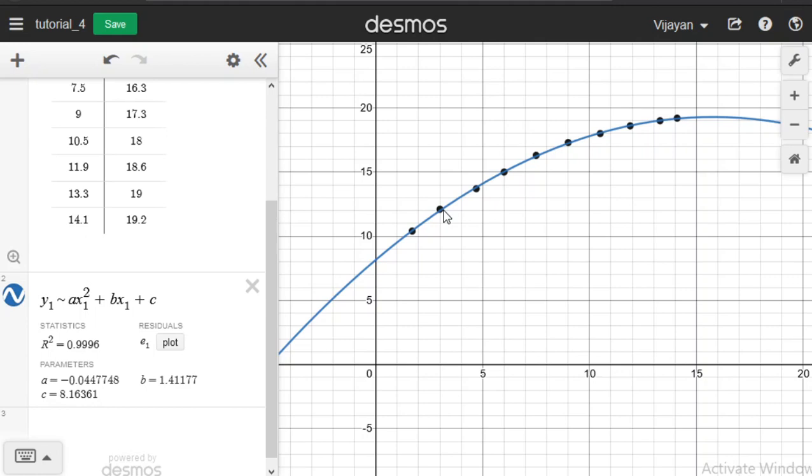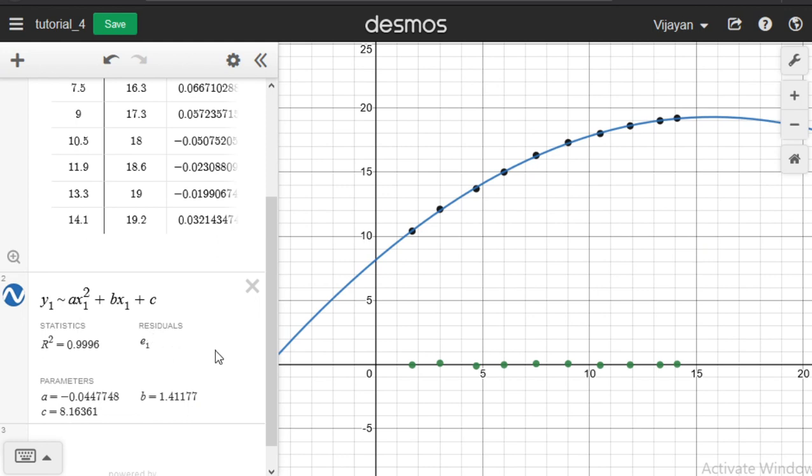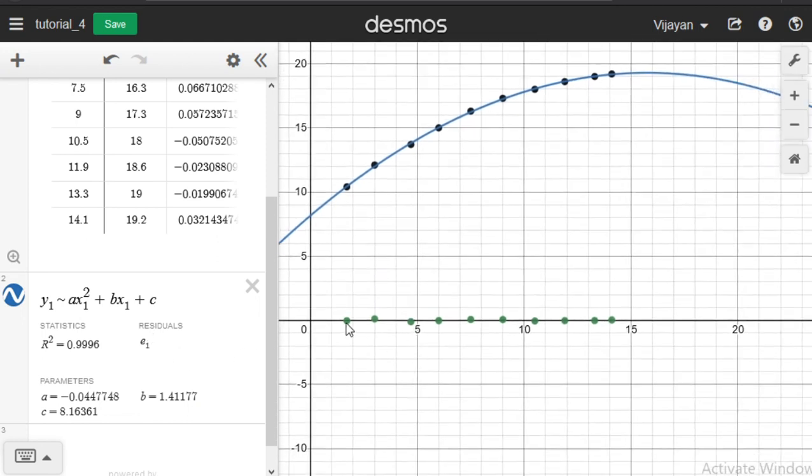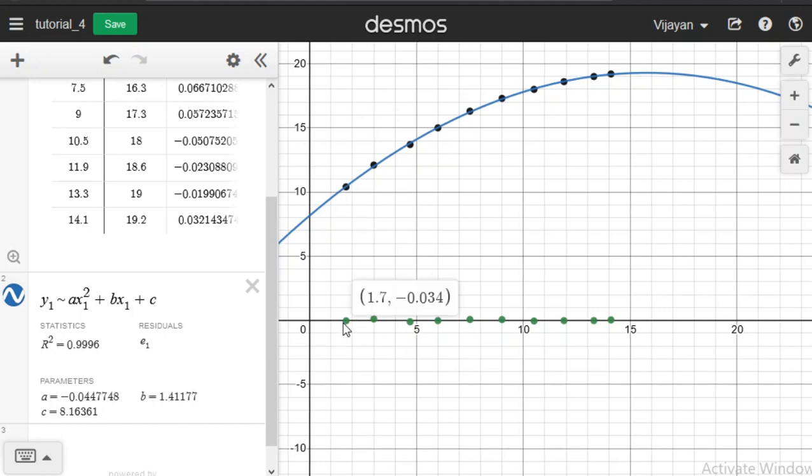Suppose I want to see the amount of error for each point, then what I will do, I will click on the plot, that is residual E1, and I can easily check by clicking on this point. So the y value for this point is minus 0.034. That means the error for this point is minus 0.034. That means this point has deviated from this polynomial's graph by minus 0.034 units. Similarly, for all the points the error can be calculated like this. The y values correspond to the error. This is regression. I hope the regression is clear.